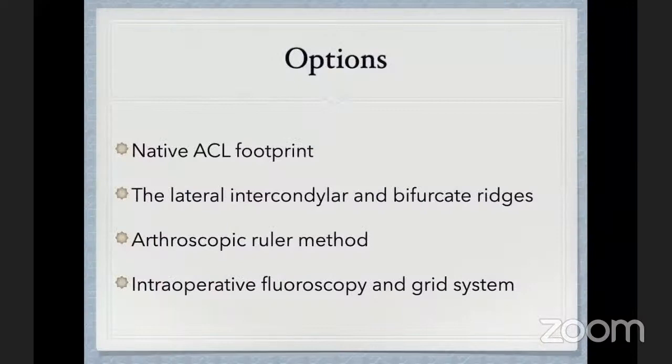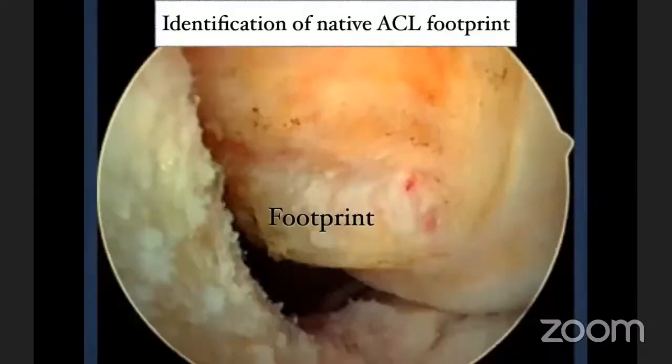Now, there are various options that you can use to make a proper femoral tunnel, and these are usually done using landmarks or measurement tools. For example, the native ACL footprint is also a good denominator to tell you where to place your tunnel. Identification of the lateral intercondylar and the bifurcate ridges. There is an arthroscopic ruler method that is used also, and an intraoperative fluoroscopy and grid system, of which I don't have any experience.